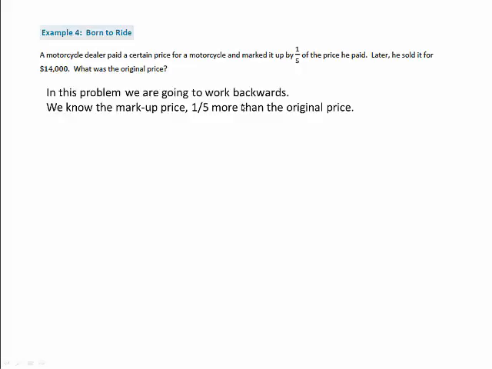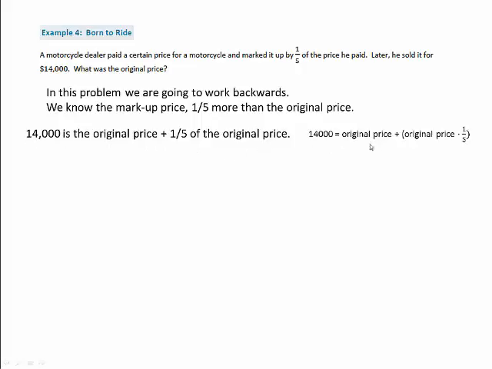In this problem, we're going to work backwards. We're going to start with the original price and add 1/5 of the original price to get 14,000. If I write this in an equation, it looks like this. 14,000 is the original price plus 1/5 of the original price. That's 1 whole plus 1/5. 1 whole original price plus 1/5 of the original price, which is the same as 6/5 of the original price. 1 whole plus 1/5 is 6/5.